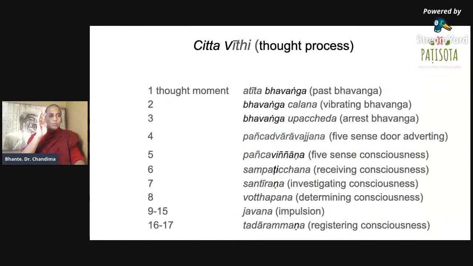Whenever you are taking objects from outside, like Rupa, Sadda, Gandha, Rasa, Photthabba, bhavanga has to stop its process by ending at the third moment, Bhavanga Upacheda. It has to continue into Panchadvara Vajjana, Panchavinnana, Sampaticchana, Santirana, Votthapana, Javana, Tadarammana, and creates a registered thought. So what naturally happens in your cognitive process is only three moments: Atita Bhavanga, Bhavanga Chalana, Bhavanga Upacheda, just the Bhavanga Chitta. Bhavanga Chittas arise, stay and pass away. But whenever you open up to the outside world to get objects, Rupa, Sadda, Gandha, Rasa, Photthabba and all that, bhavanga chitta has to continue for another 14 chitta moments. That's how it happens.